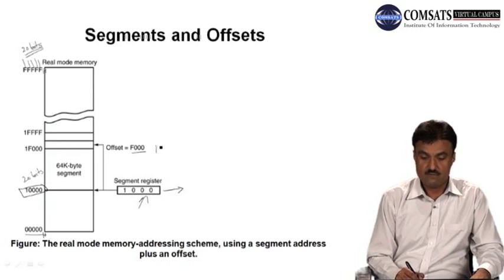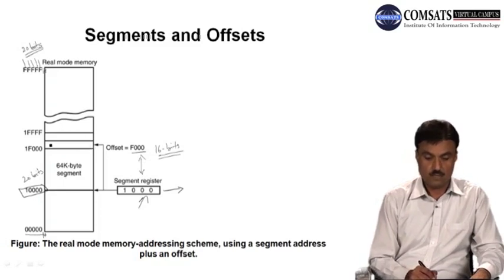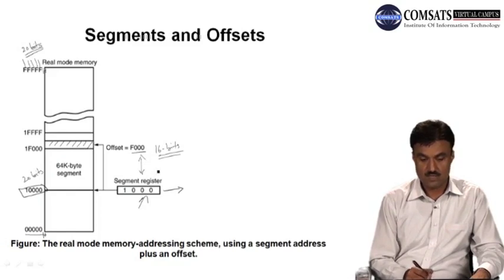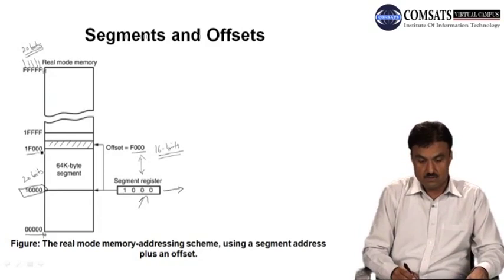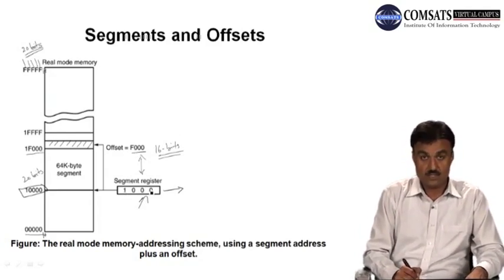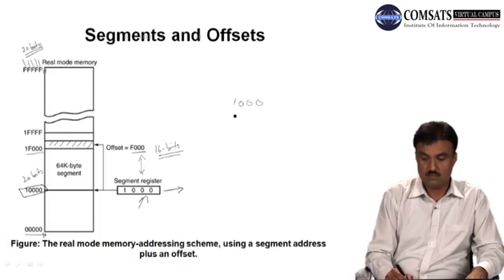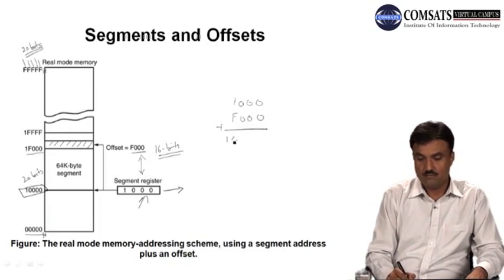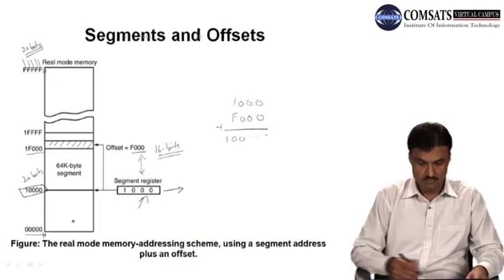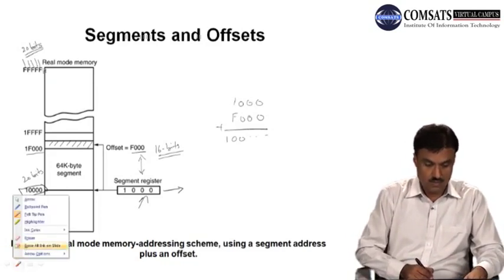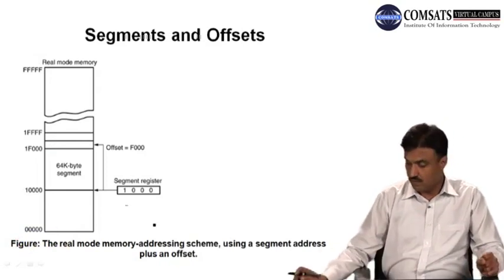And we also have an offset register that is also 16 bits. By combining these two in some manner, we can access the memory location. If we combine this one with this one, we will get 1F000. How can we combine them? There are 4 hexadecimal digits here and 4 hexadecimal digits here. If we add them directly, 1000 and F000, it will be something like 100 and so on, so it's not a correct combination. We will see how to combine these two values, one in the segment register and another in the offset register, to form this address.